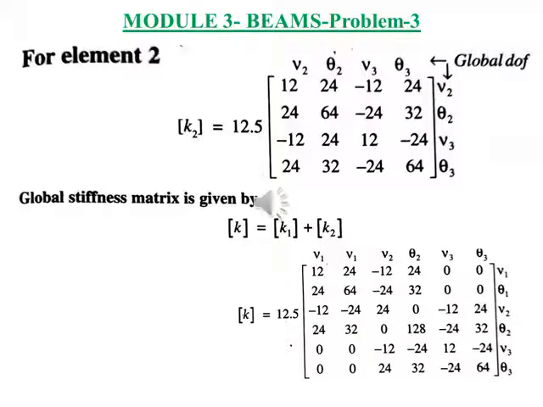So as explained in the previous slide, we can observe that K1 and K2 are added up to get the global stiffness matrix K, and you can observe that mu2 is 24 because of adding up 12 and 12, and theta 2 is 0 because of adding minus 24 and plus 24. Again mu2 theta 2 is 0, adding up plus 24 minus 24 and plus 24, and theta 2 is 128 because we are adding 64 plus 64. So the global stiffness matrix has been deduced.